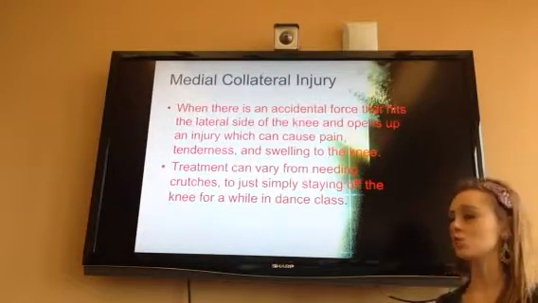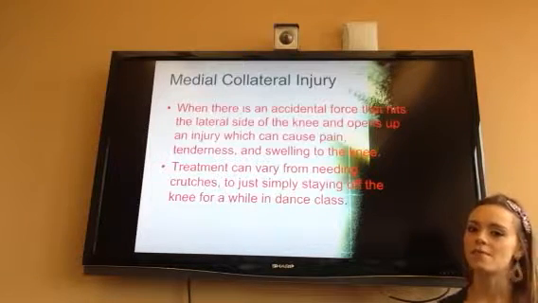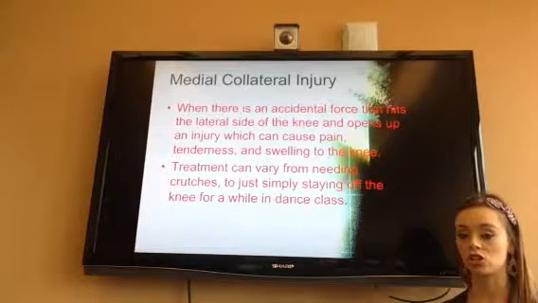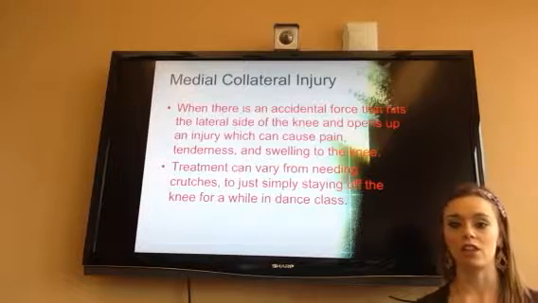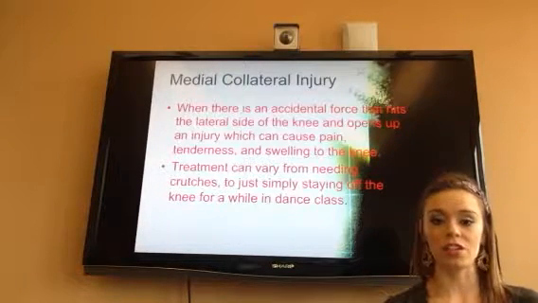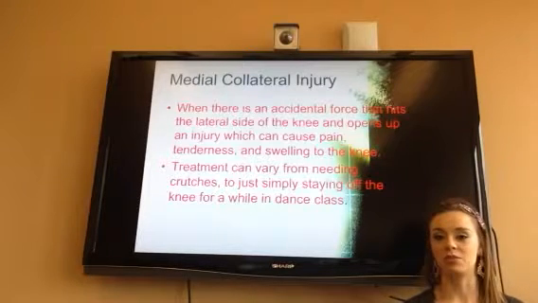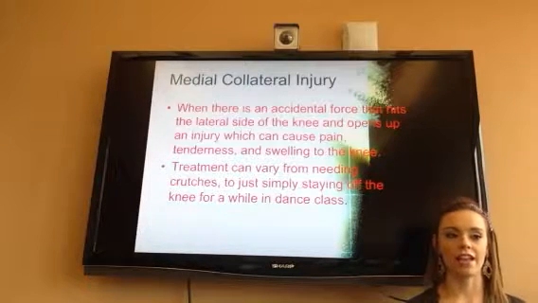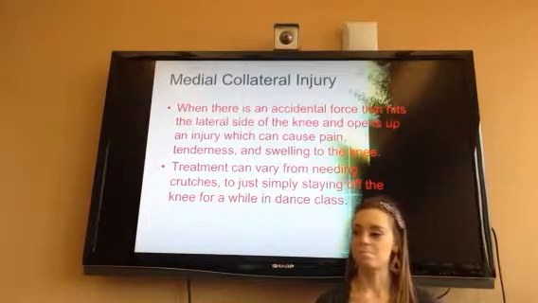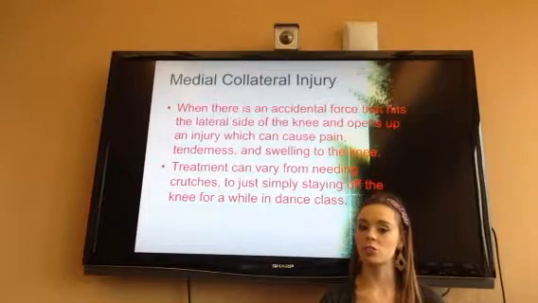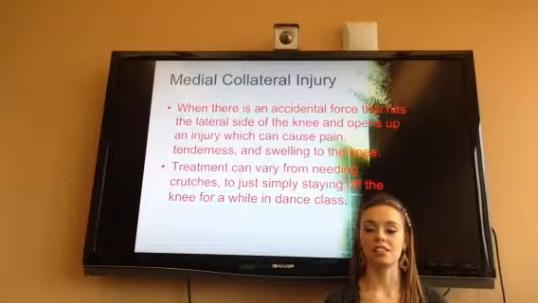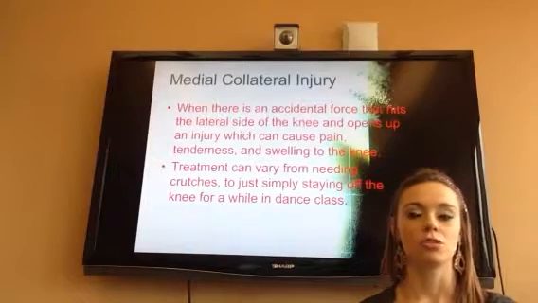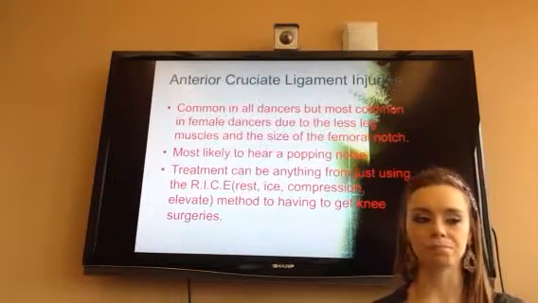Medial collateral injuries happen when an accidental force hits your knee, which will cause a lot of pain and tenderness. Your knee could swell up, and you really want to take good care with those types of injuries. It could mean that you simply have to be on crutches if you have done something to strain it even worse. But by taking that care and staying in parallel, not turning out too much with that rotation, and taking pliés deeper, you work through your motions without turning out too much and straining that knee.